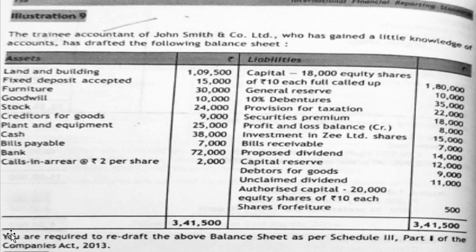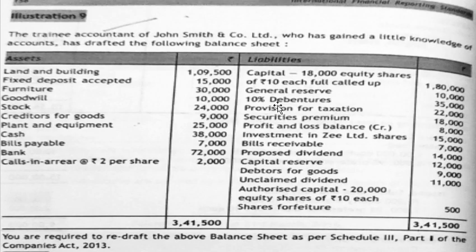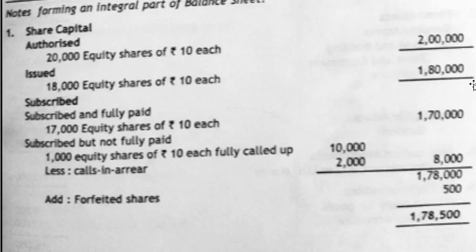Authorized is actually given here in the problem, which is authorized capital of 20,000 equity shares of rupees 10 each. So under share capital, authorized is 20,000 equity shares of rupees 10 each, which will give you 2 lakh. 20,000 into 10 will give you 2 lakh. Then issued, as per the question, is 18,000 equity shares of rupees 10 each, which is 1,80,000. So 1,80,000 is your issued.